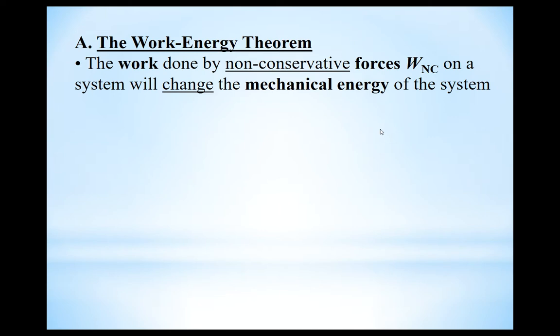The Work-Energy Theorem tells me that the work done by non-conservative forces, which we'll abbreviate WNC, on a system, will change the mechanical energy of the system. So if we take this statement, we can turn it into a mathematical equation that looks like this. You have WNC is equal to delta EM. I should point out that if you look in the formula sheet, it gives a very, very general equation for this, where it simply says W is equal to delta E.